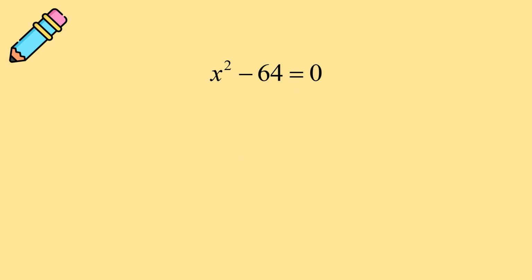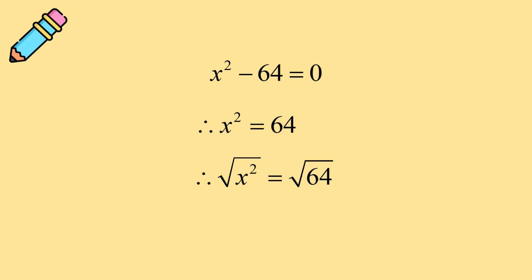Let's try this one. x squared minus 64 is 0. Write this in your book. Pause the video and try to do it. Yes, we can manipulate the equation by adding 64 to both sides. Then we can square root both sides. x is therefore positive or negative 8.